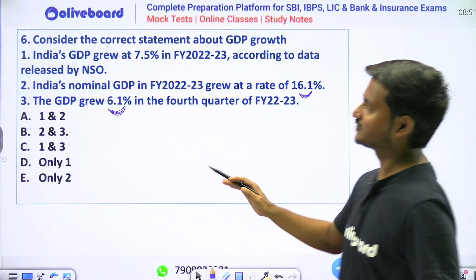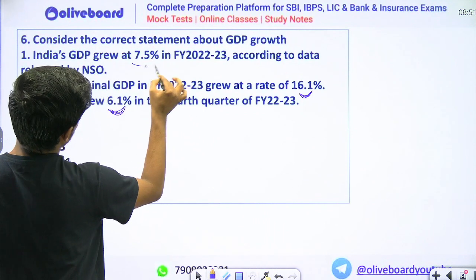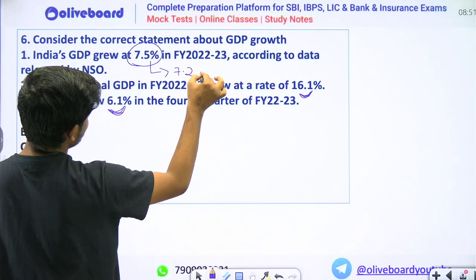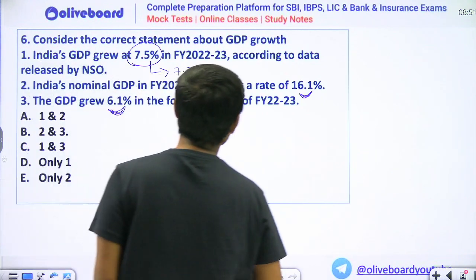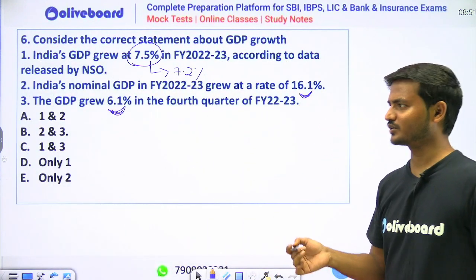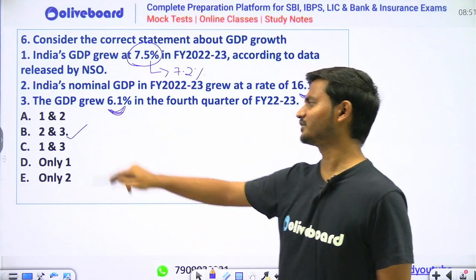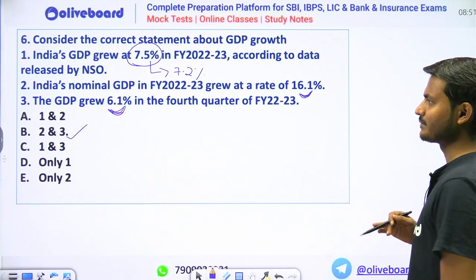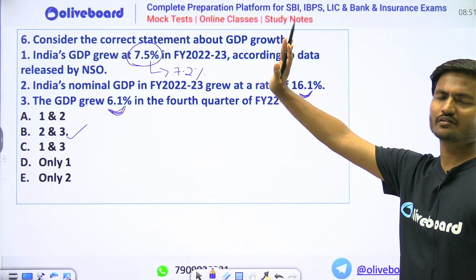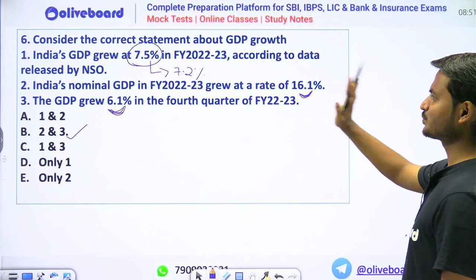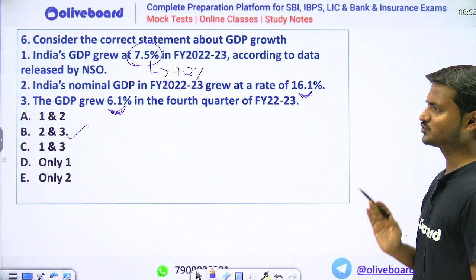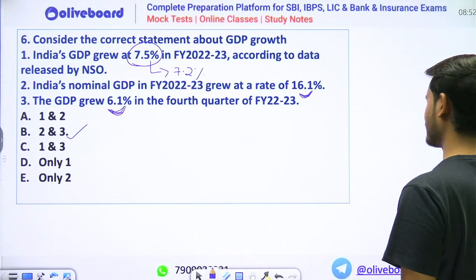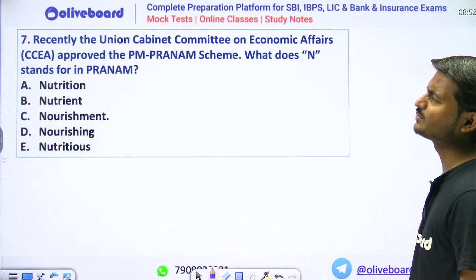The GDP of India grew at a rate not of 7.5, instead it grew I think at a rate of 7.2% in the fiscal year 2022-23 according to the data released by NSO. So here the answer to that would be 2 and 3. Just try to find out some basic common numbers which can be fruitful for you to remember the data. In the fiscal year 2022-23, 6.1 was the common number with the help of which we can remember the nominal GDP and the growth in the fourth quarter. Okay. Now let's move forward.